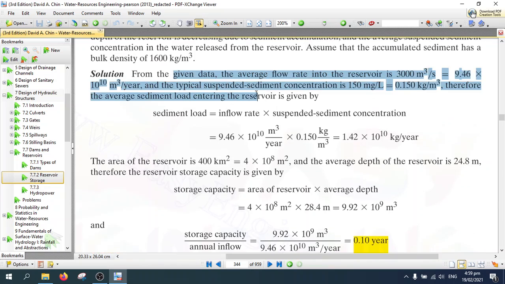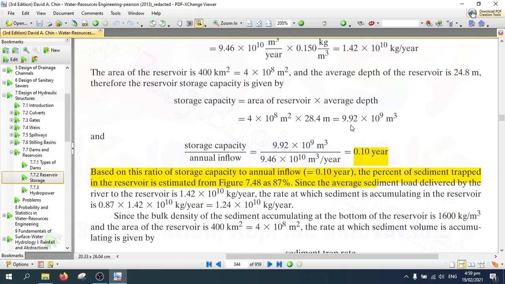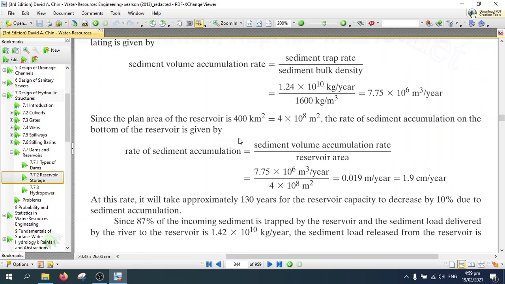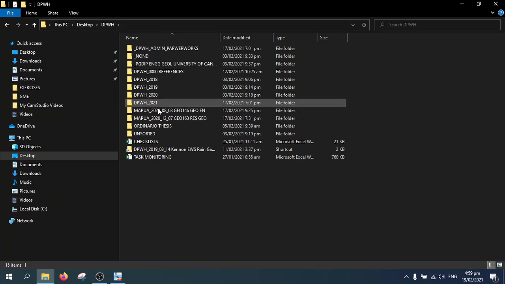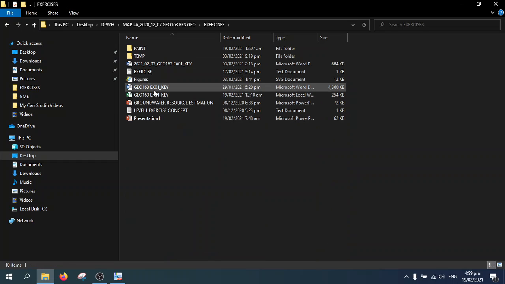So this is the solution from the example. You can read that later, but just to give you an overview, I'll just discuss the solution quickly.